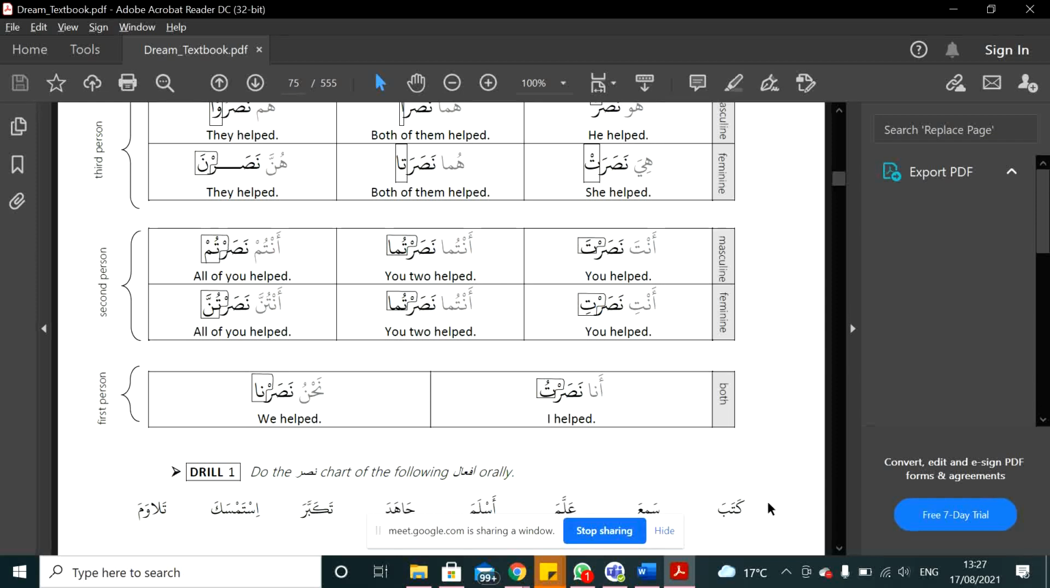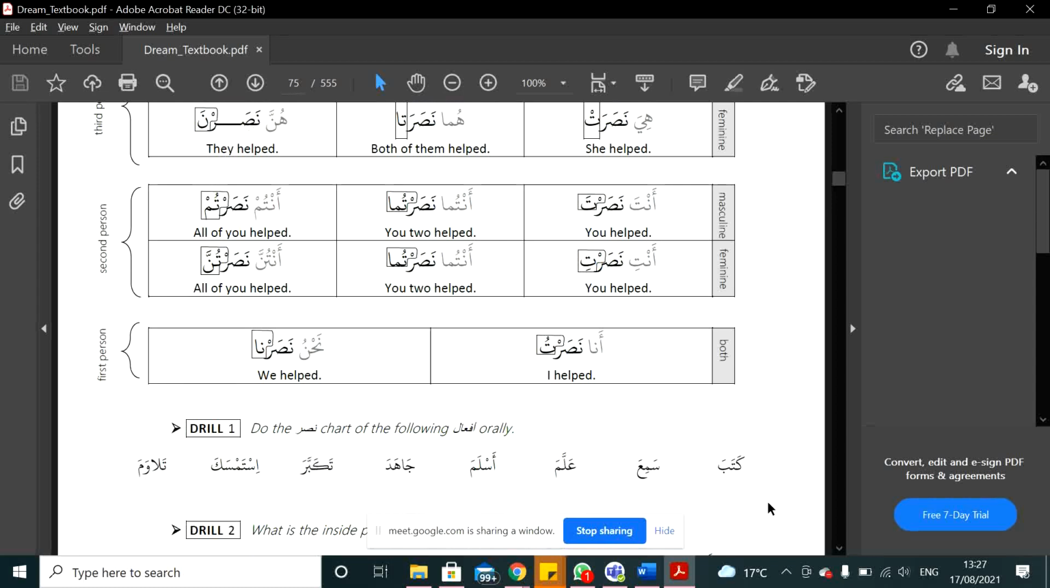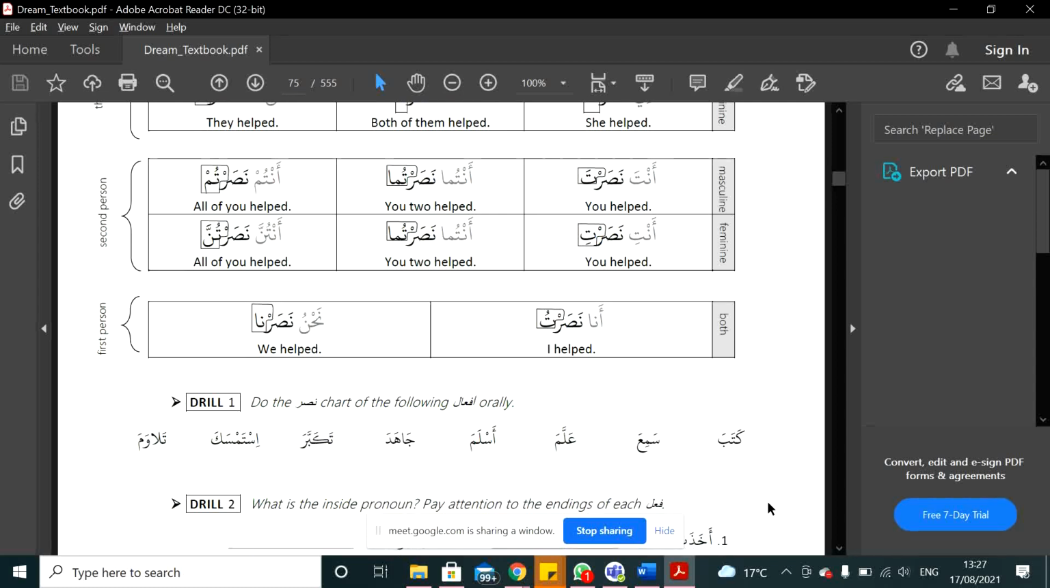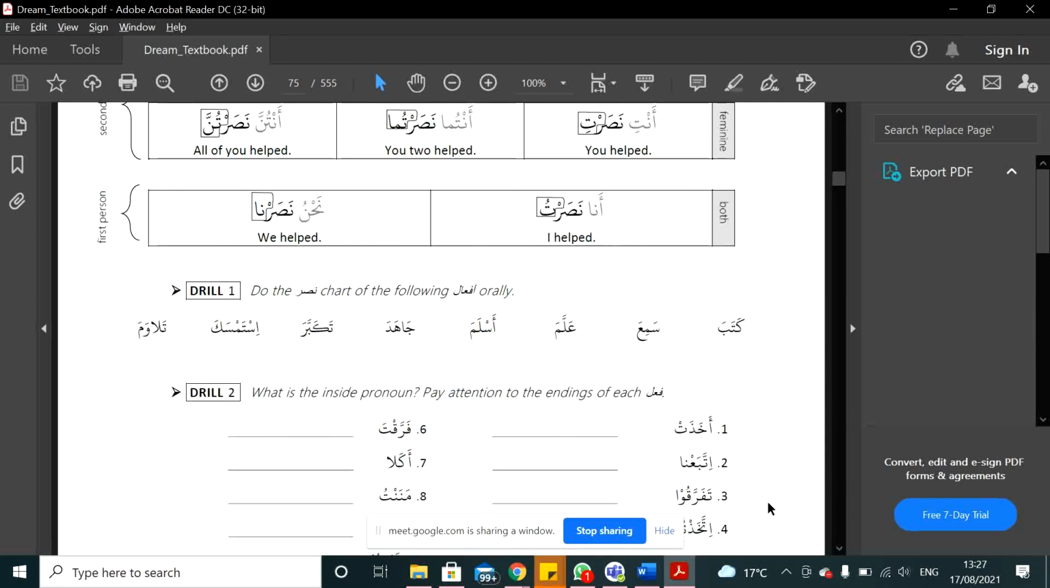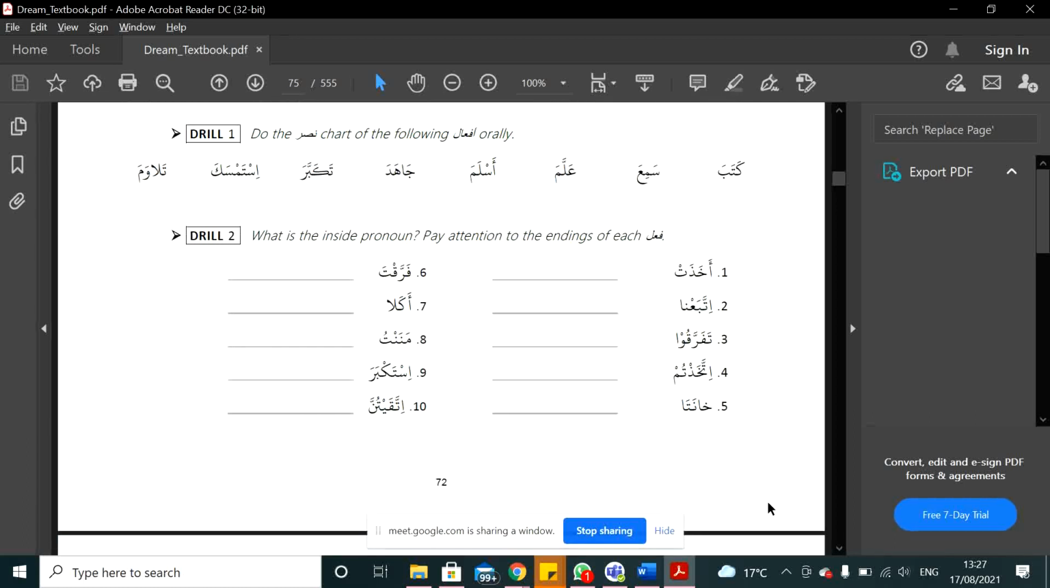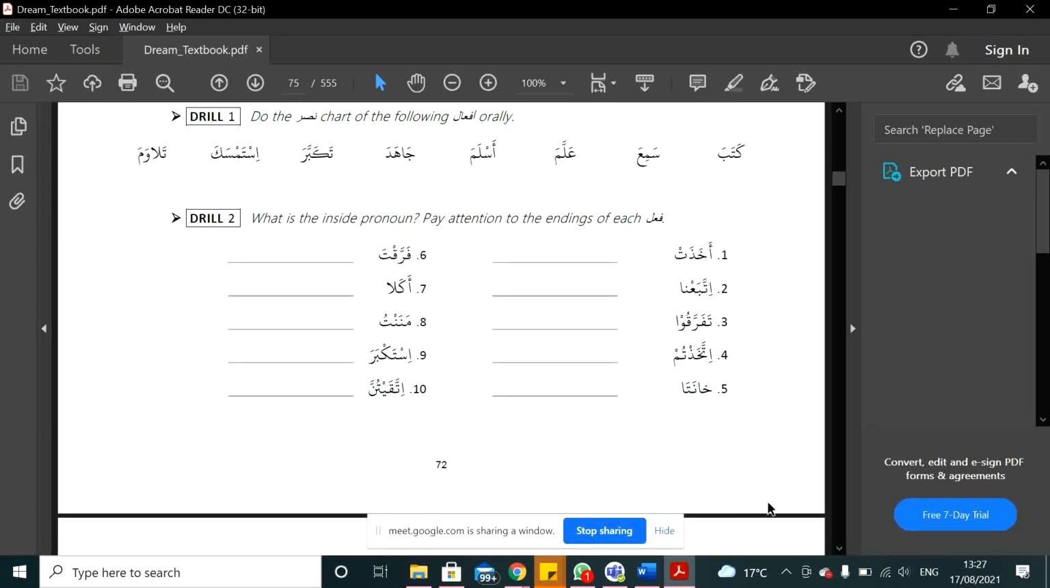MashaAllah. So I think you all are quite fluent in changing the sounds at the end of a fi'l to make it appropriate to the pronoun. So now we have drill 2. In this drill, you have to give me the inside pronoun. So I'm hiding the chart now. Now you have to focus on the word, read the chart for me, and when you find the format of this word, you stop. And this is akhaza. Akhaza means to hold.